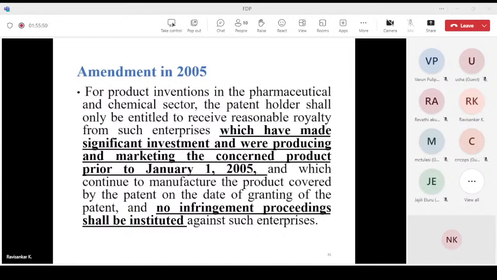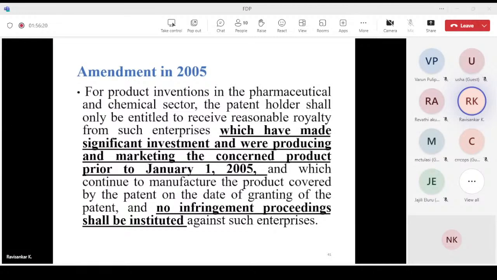Then in the amendment 2005, for product inventions in the pharmaceutical and chemical sector, patent holders shall only be entitled to receive reasonable royalty from such enterprises which have made significant investment and were producing and marketing the concerned product prior to January 1, 2005, and which continue to manufacture the product covered by the patent on the date of granting of patent, and no infringement proceedings shall be instituted against such enterprises.